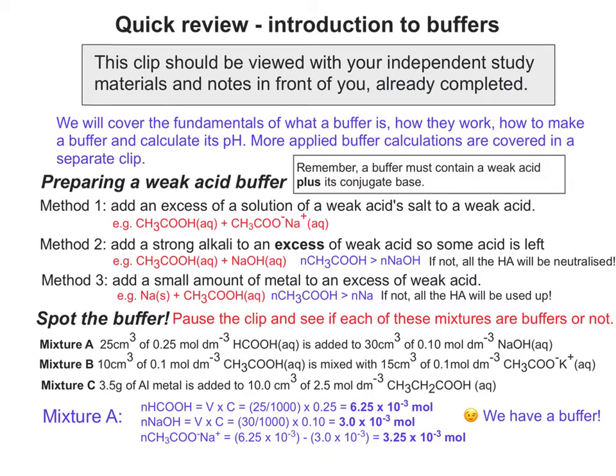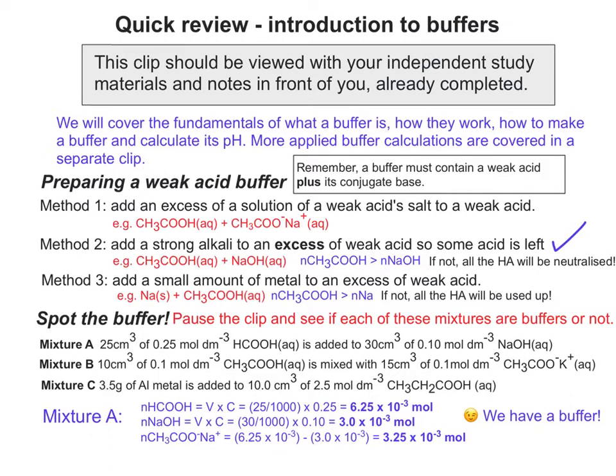So for mixture A, working out the number of moles of methanoic acid gives us 6.25 times 10 to the minus 3. The number of moles of NaOH is 3 times 10 to the minus 3. So by difference, what's left over in terms of sodium ethanoate is 3.25 times 10 to the minus 3. After the mixture has been put together, we have some weak acid and we have some conjugate base, so we have a buffer. The type of buffer that we've got here is the second one, a strong alkali plus an excess of weak acid.